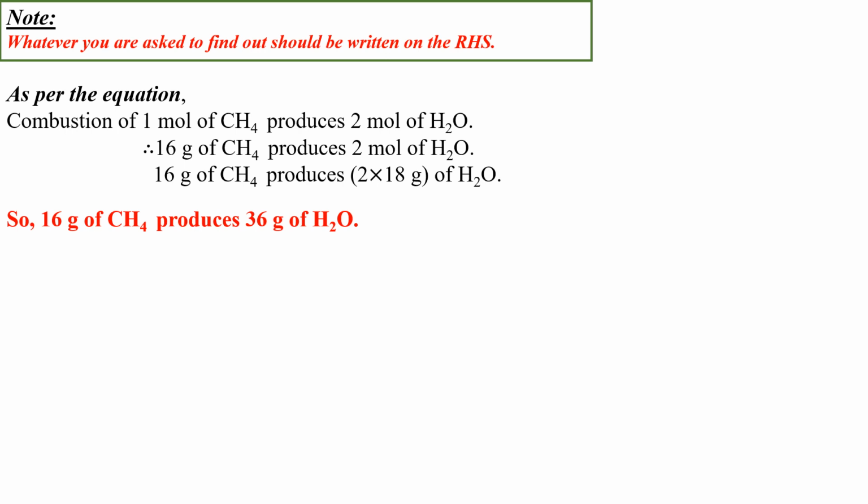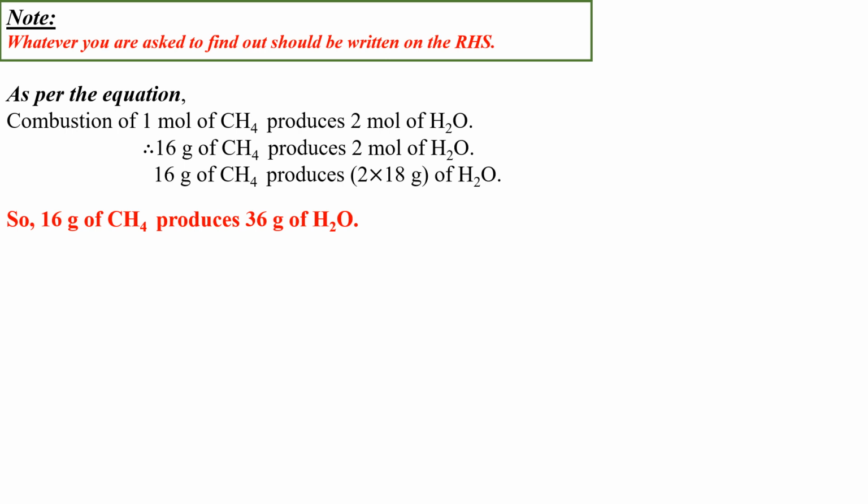Okay, so as per the stoichiometric equation you wrote, combustion of 1 mole of methane produces 2 moles of water. And what is 1 mole of methane? It is the mass of 1 mole of methane, or the molar mass of methane. Molar mass of methane is nothing but the molecular mass of methane. Only thing, instead of u, you write g as the unit. So 16 grams of methane produces 2 moles of water. This is the information you straight away get from your stoichiometric equation.